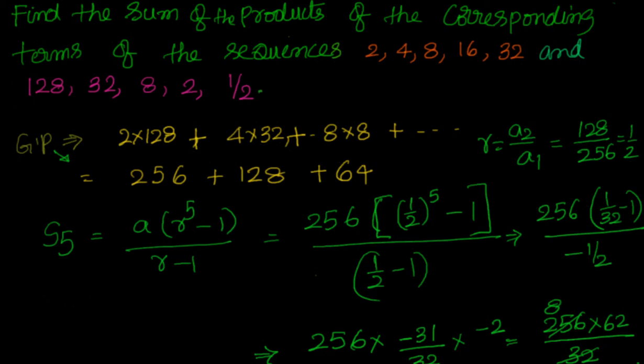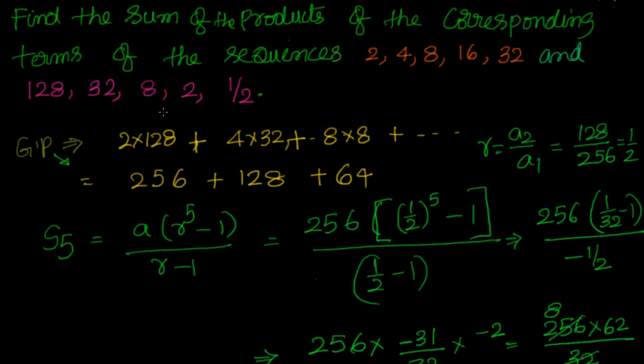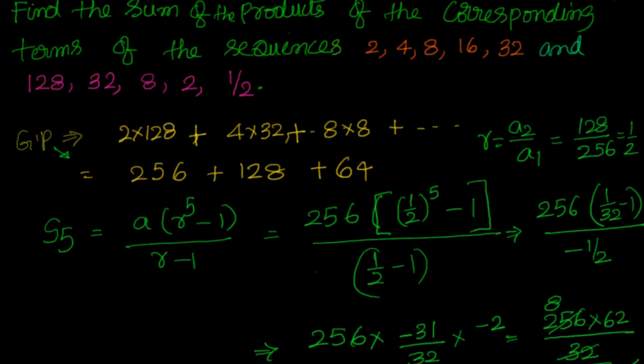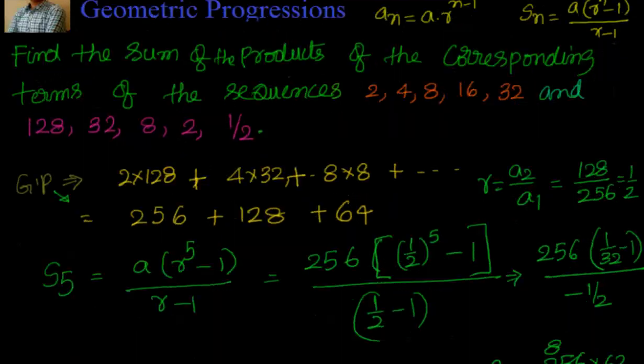Let's solve one more problem. It's pretty simple. We have been given two sequences. We know that if they are in geometric progression, their product will also be in geometric progression. So we found one or two terms of that, based on which we can find out what a is and what r is. We know there are only 5 terms. We can find out S5. That's nothing but your answer. So let's go to the next one.